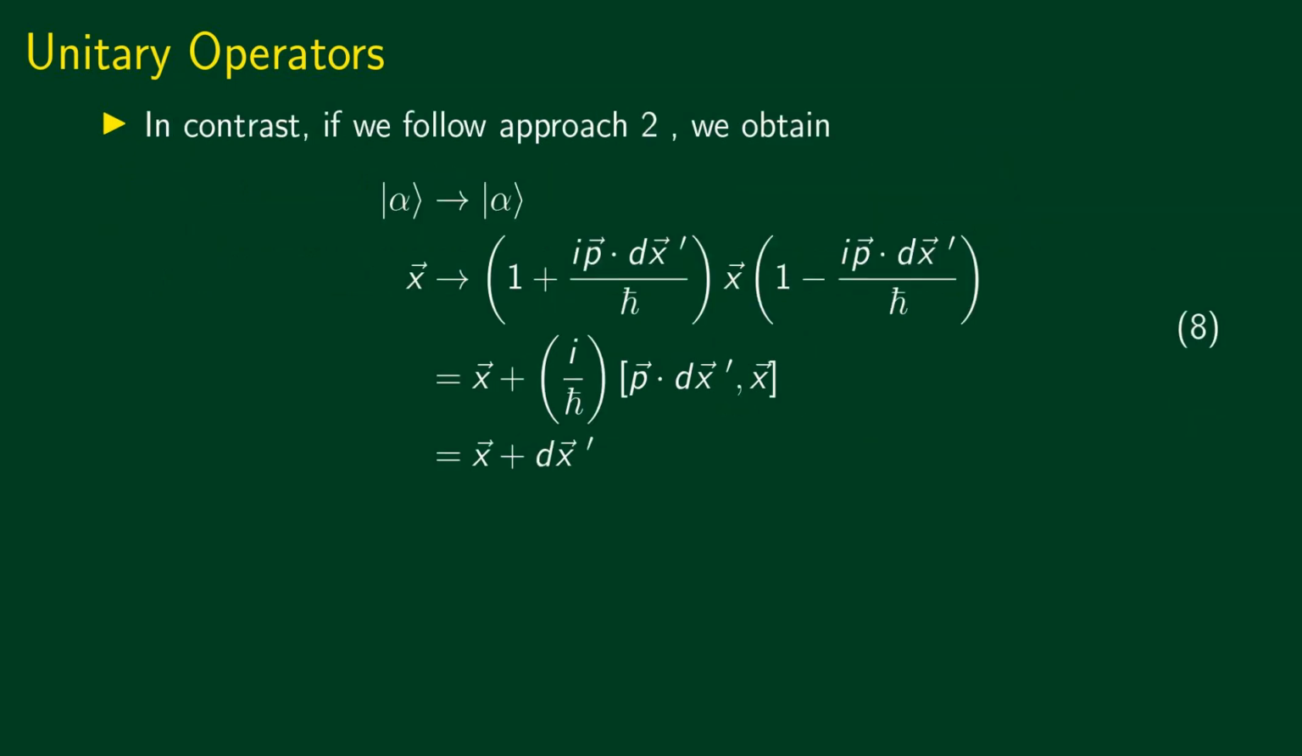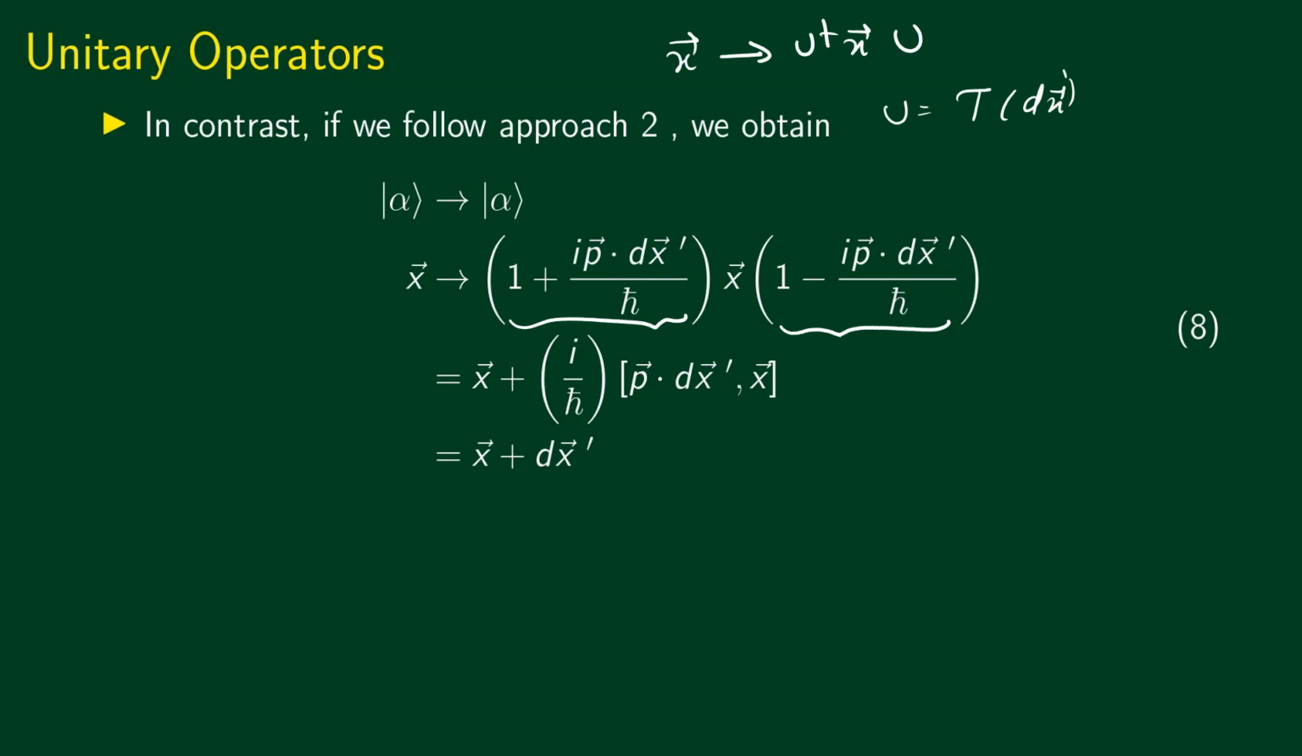Now, if we follow the second approach, the state remains the same. There is no change to the state. And the operator changes according to x vector operator goes to U dagger x operator U. In this case, U is the translation operator, which we denote as T(dx vector prime), where dx vector prime is an infinitesimal displacement. Now, this is the infinitesimal translation operator, as we already know, and this is T dagger.